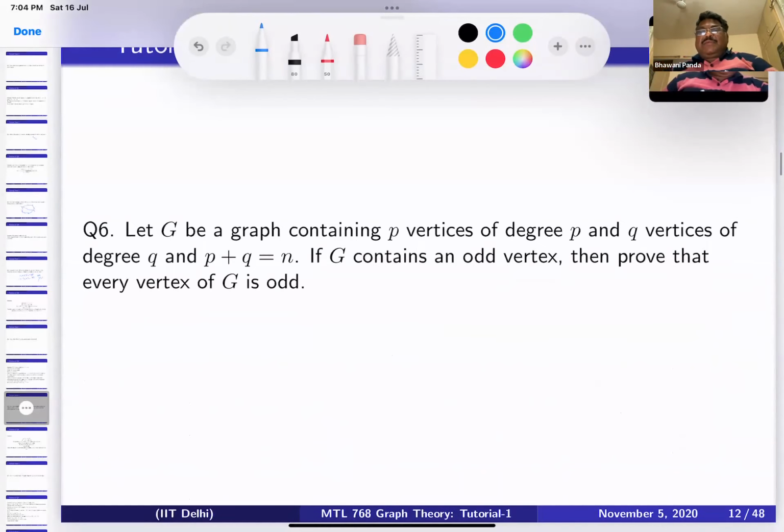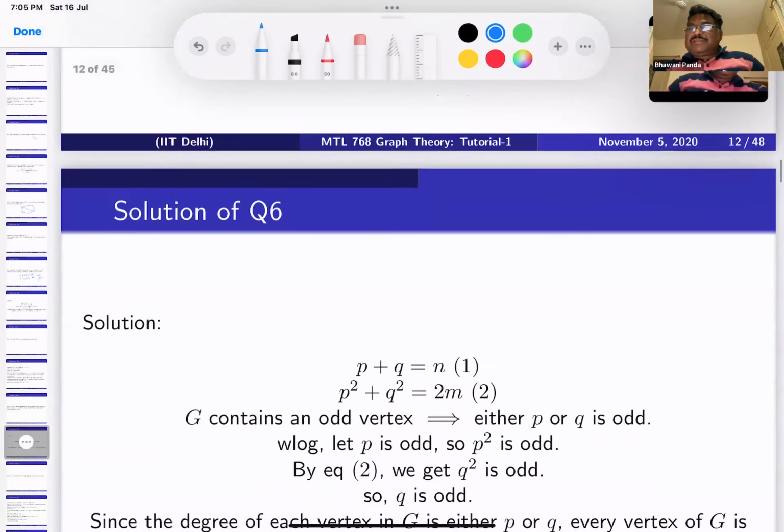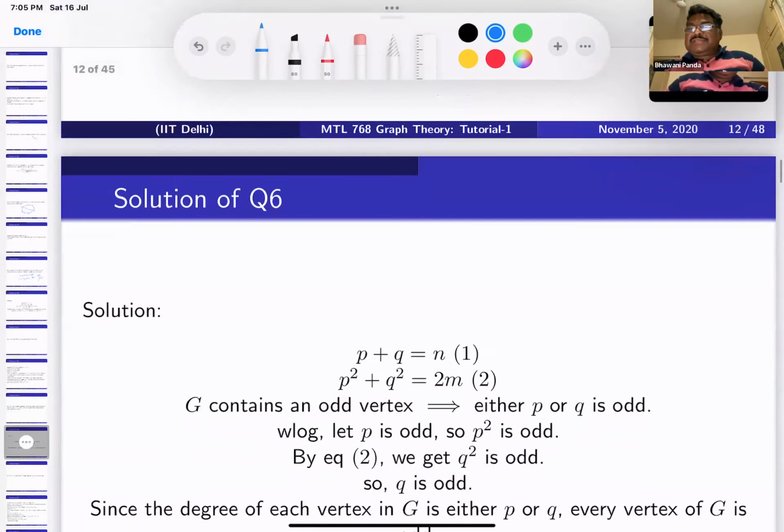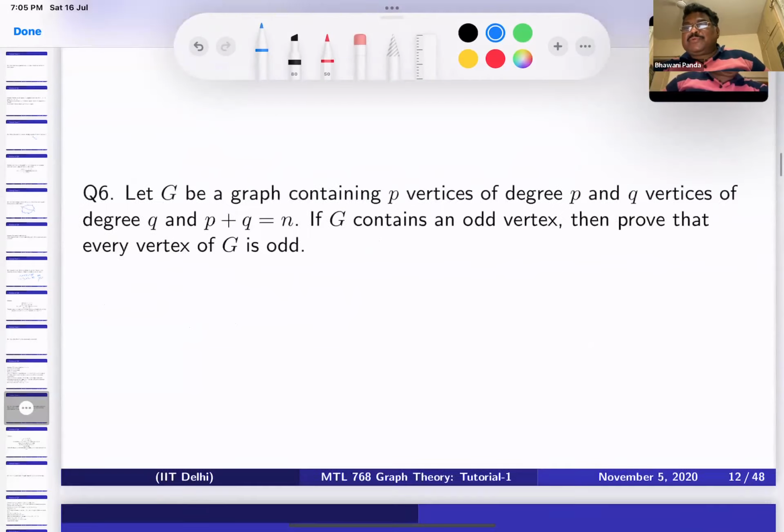Let G be a graph containing P vertices of degree P and Q vertices of degree Q, and P plus Q is equal to n. If G contains an odd vertex, then prove that every vertex of G is odd. This also we saw, right? We did it in the class, right? Here the key in proving this particular problem is that an odd number of odd vertices is not possible.